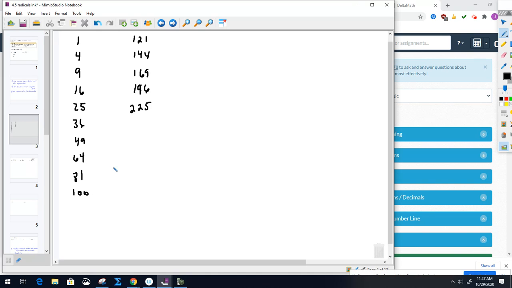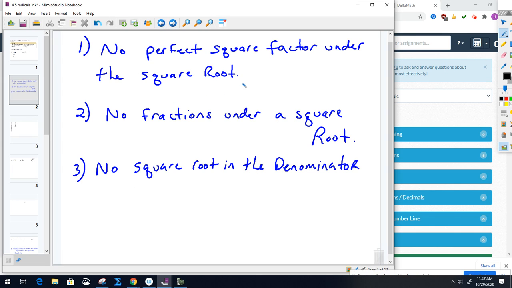And hopefully as I go through a couple of these problems, you can kind of see that. But the first rule is you can have no perfect square factors underneath the square root. So what are factors? Factors are when you have two numbers that are multiplied together. If the number underneath the radical can be written as the product of a number and a perfect square, then it's not considered simplified.